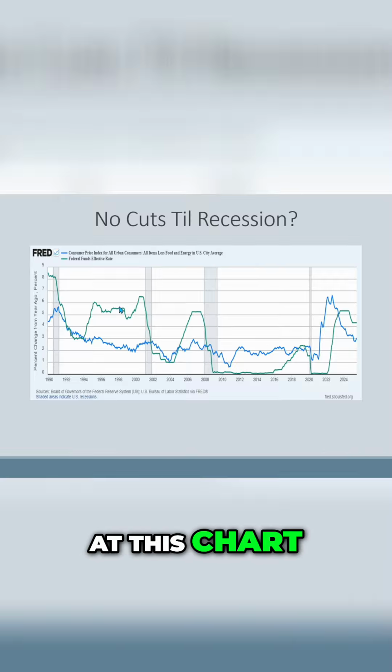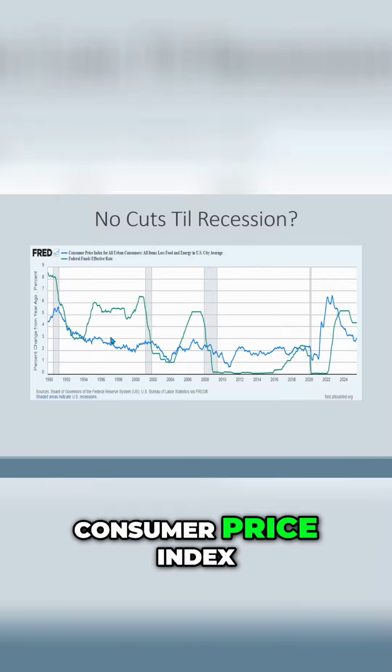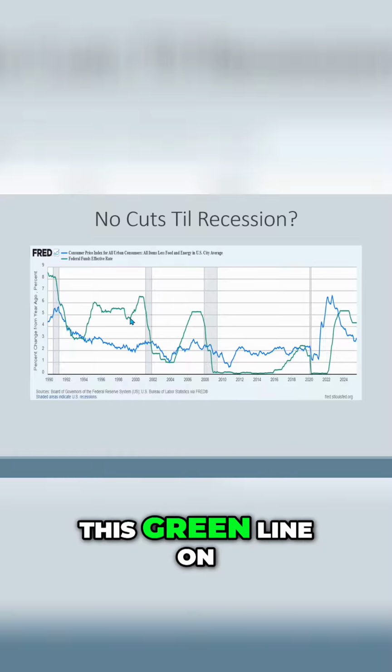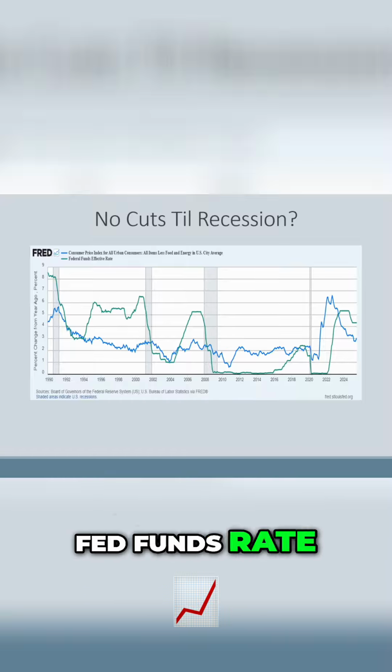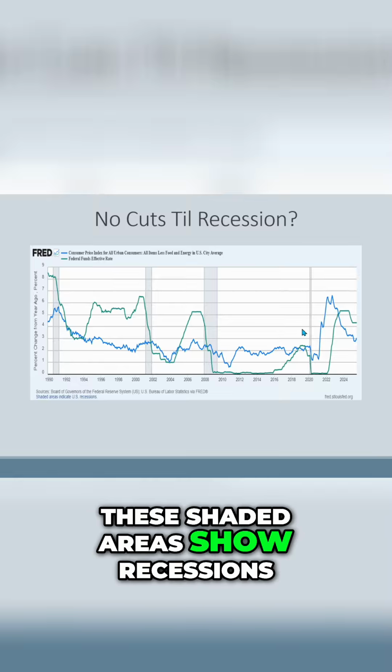So take a look at this chart. It shows the annual change in core CPI, the core consumer price index, that's the blue line. This green line on here is the effective Fed funds rate. And here's what I want to call attention to. I took this chart back to 1990. These shaded areas show recessions.